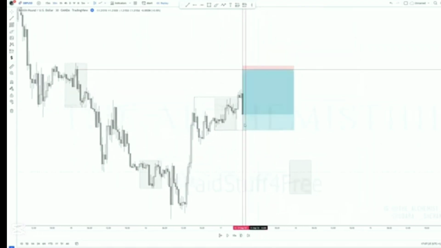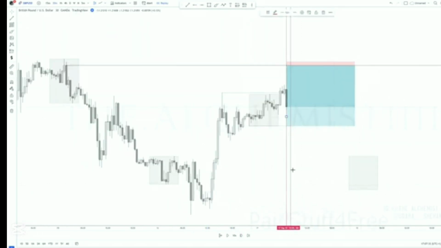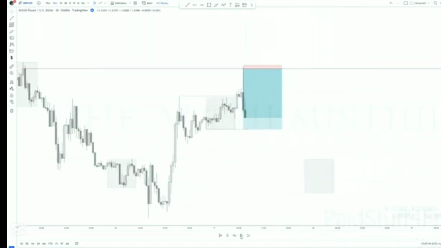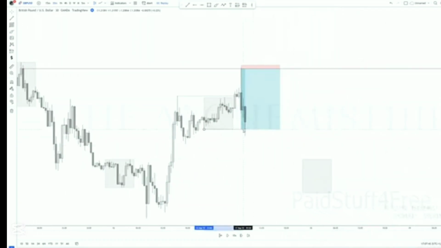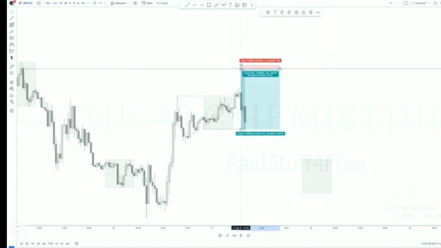There it goes. And right at, what's the time? Right at 7 a.m. Can you see that? Right at 7 a.m., it tapped into the point of interest, the daily rejection block that was defined on the 4-hour, and then gives you the drop. That's it. So you have 54 pips.